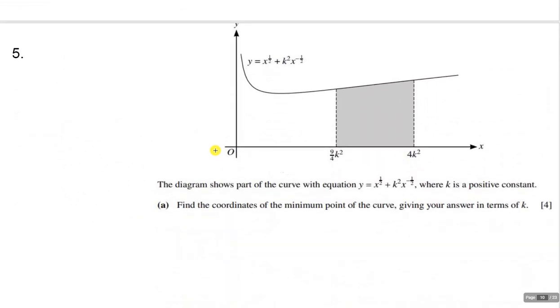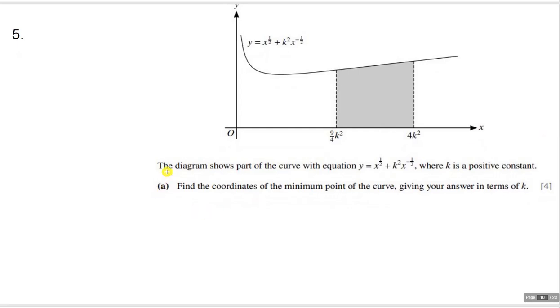All right, so let's take a look at this one. Reading this, it says the diagram shows part of the curve with the equation y equals x to the 1/2 plus k x squared plus x to the negative 1/2 is equal to k. It's a positive k constant. Now the diagram shows part of the curve. Find the coordinates of the minimum point.